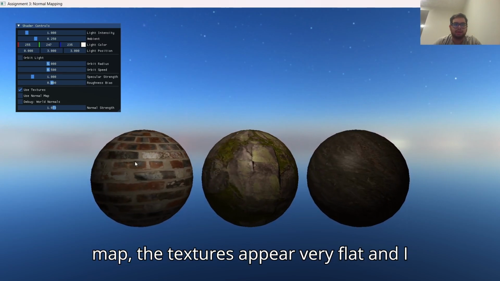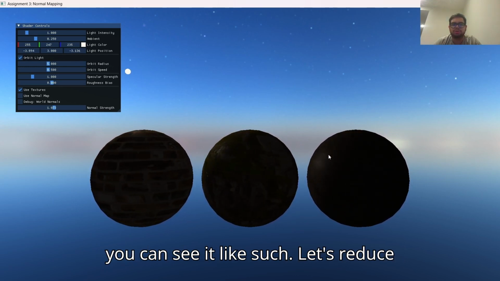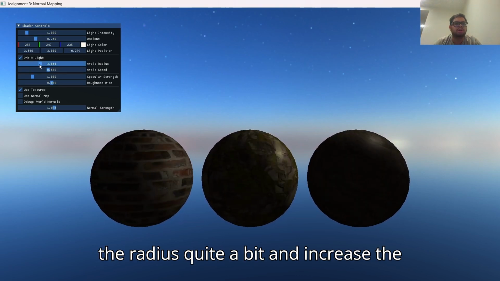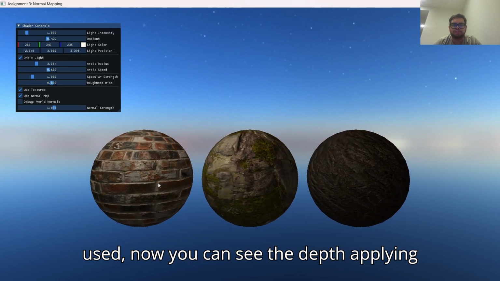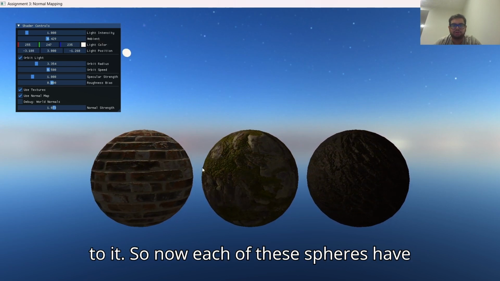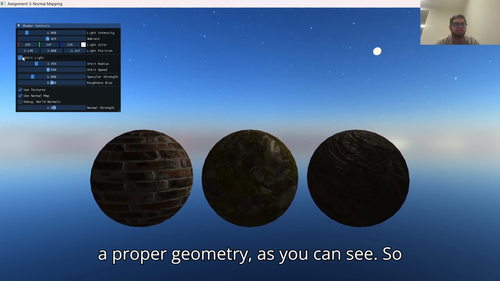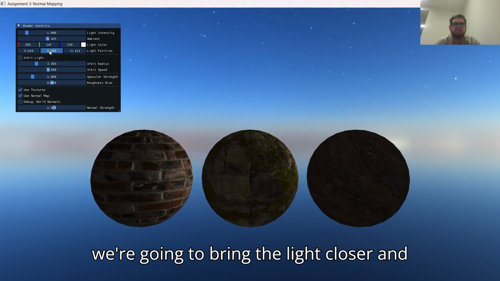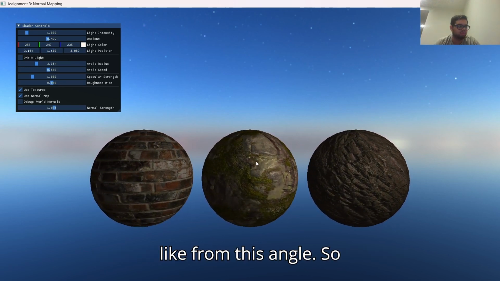So without the normal map, the textures appear very flat, and I can bring the light to orbit around it so you can see it like such. Let's reduce the radius quite a bit and increase the ambience. But now when the normal map is used, you can see the depth applying to it. So now each of these spheres has proper geometry, as you can see. So we're gonna bring the light closer and you'll be able to see it much better from this angle.